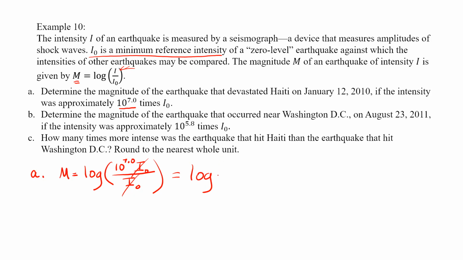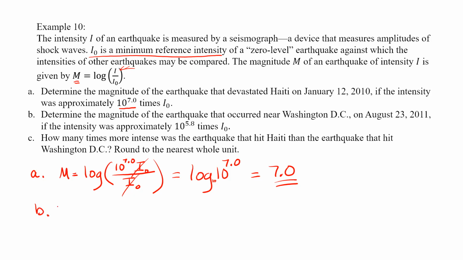So if I have log base 10 of 10 raised to the 7.0, using the properties of logs, I know that that is 7.0. If the base is 10 and I'm asking what exponent do you put on 10 to get 10 to the 7.0, then that would be 7.0. So that would be the magnitude of that earthquake.